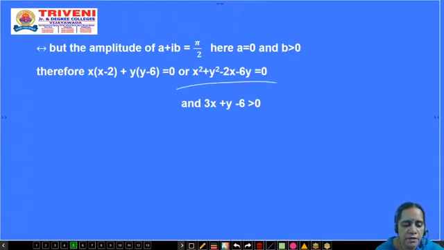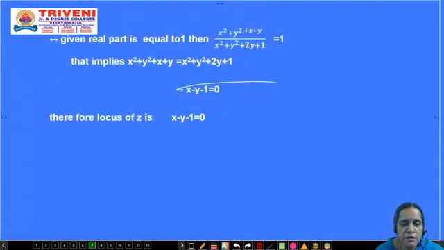Okay, and then we can go to the next one. Given real part is equal to 1, then (x square plus y square plus x plus y) by (x square plus y square plus 2y plus 1) is equal to 1. This RHS comes to the other side, then x square and y square get cancelled here. x minus y minus 1 is equal to 0. Therefore the locus of z is x minus y minus 1 is equal to 0.